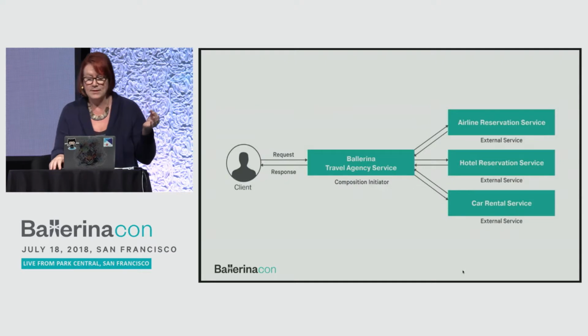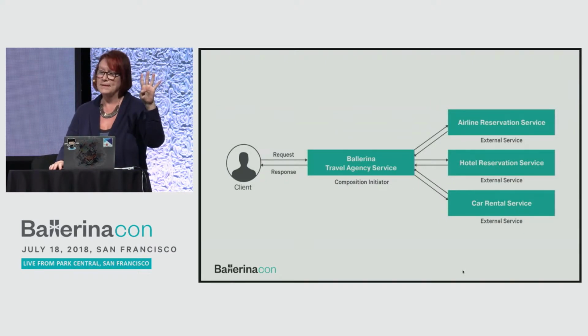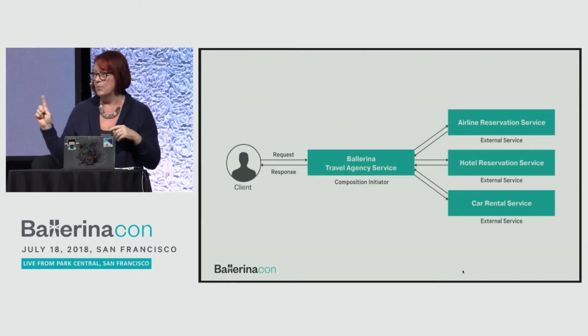Now this happens to use 4 Ballerina services. So it uses the composition initiator, the travel agency, and then it works with 3 Ballerina services. But this pattern is one that you're going to use with both external and internal services. So it's basically having 4 endpoints rather than 1 endpoint, all Ballerina services.